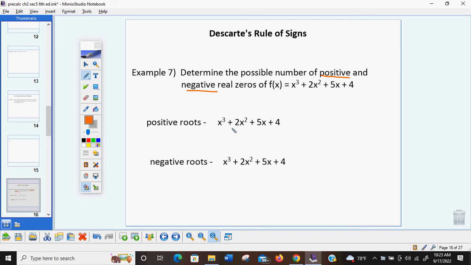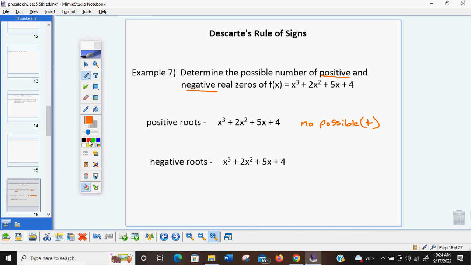We were positive, positive, positive, positive. There were no sign changes in that. So that tells me that there are no possible positive roots. So that means if I've got plus or minus 2, plus or minus 3, plus or minus 4, I'm not going to try any of the positive, the 2, 3, or 4. I'm going to try the negatives.